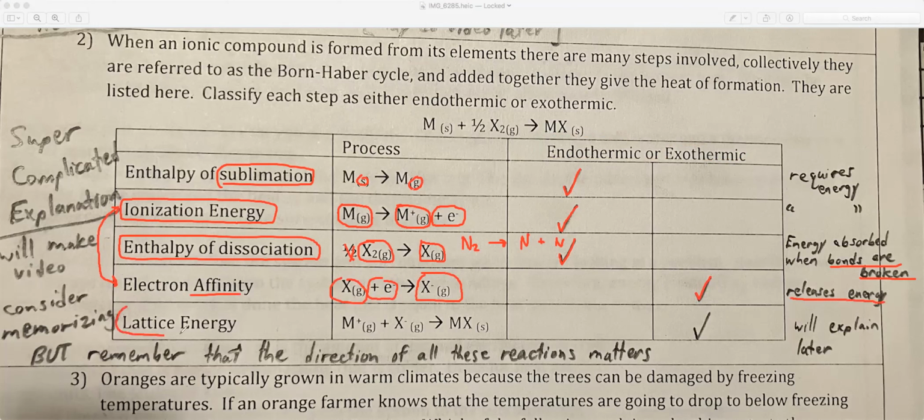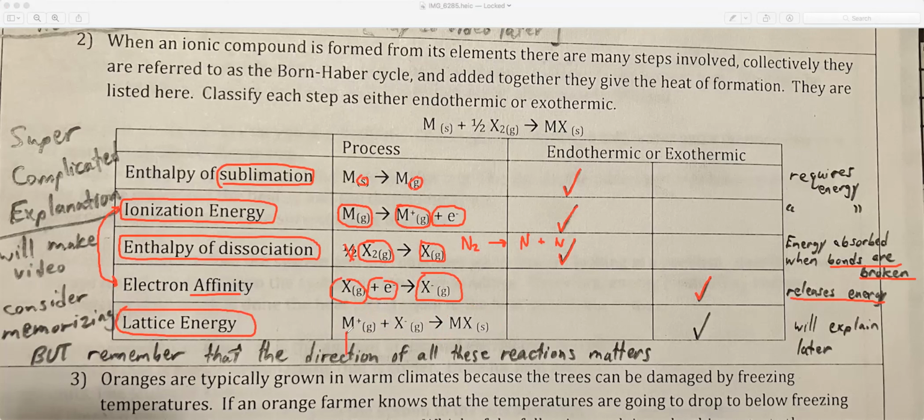Last one here again, direction is really important. If you were to look up lattice energy online and say lattice energy, endothermic or exothermic, you'll probably get two different answers. So it matters what exactly is happening. Are we taking something and breaking it up into ions, or are we taking ions and making something? We're doing the second of those two.